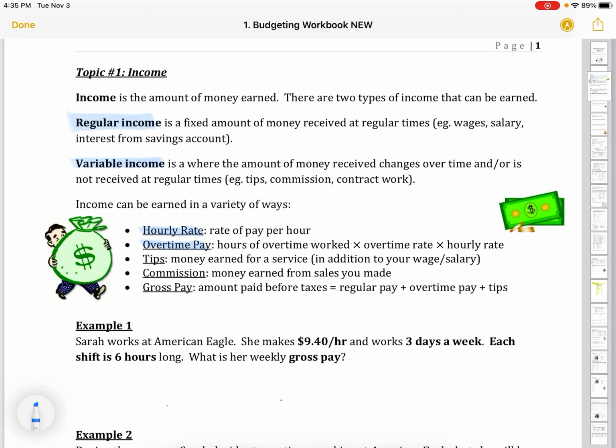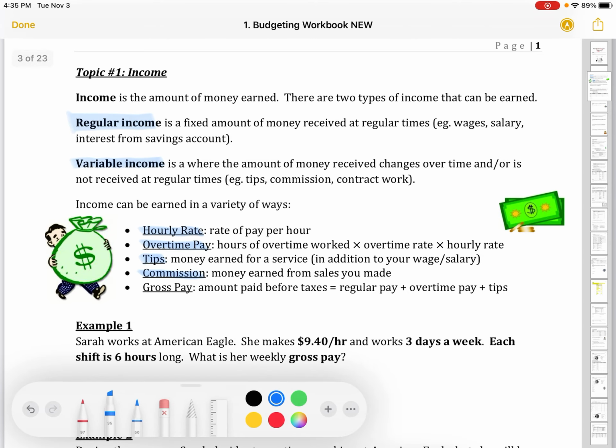Overtime is when you worked more than a certain amount of time. Then you might get a higher rate for any hours above that time. Tips are at the discretion of the customer, and it's usually a percentage. You could get tips, and you can get commission. Commission is usually when you're a salesperson and you get a percentage of the amount of sales you get as part of your salary. So it encourages you as a salesperson to sell more.